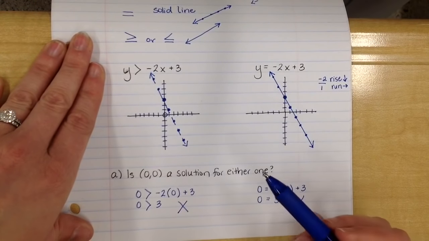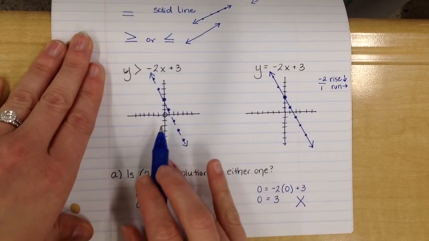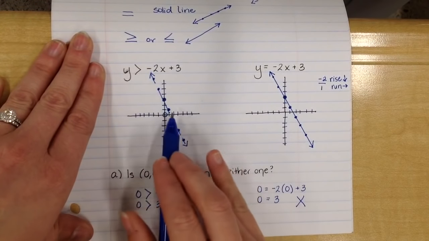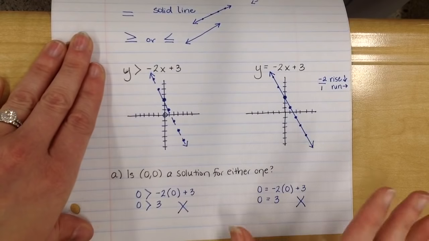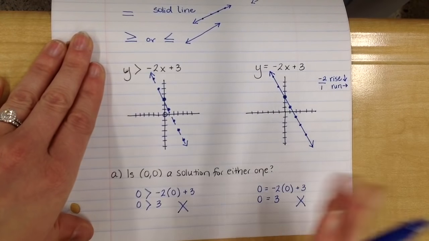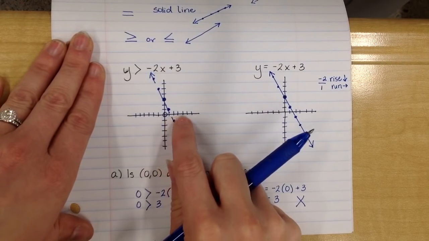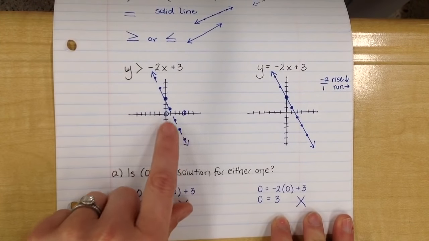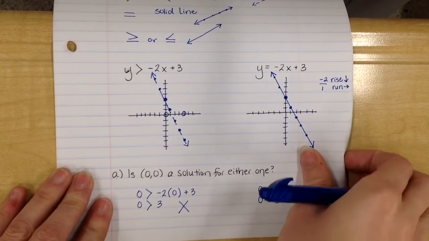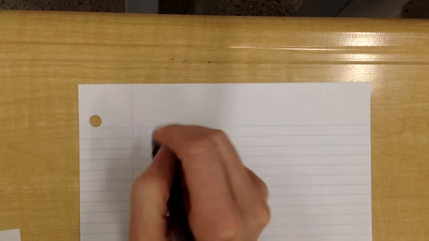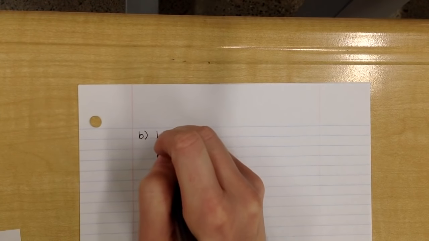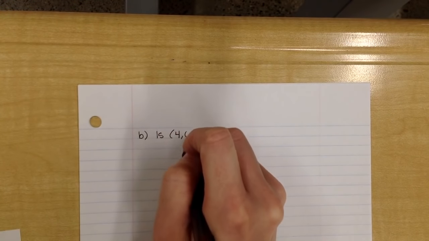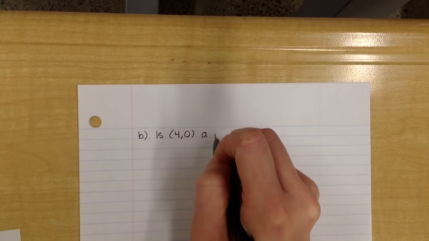So let's try one. Let's try something on either the x or the y axis. It's always really nice to have a 0 as part of it somewhere. So let's try 1, 2, 3, 4. Let's try 4, 0 over here on the x-axis. And I'm going to have to go to a new page. This is part B: is 4, 0 a possible solution?